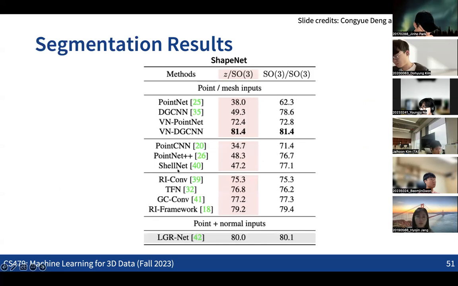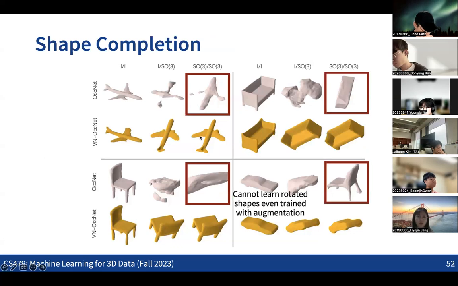These are also some results of the segmentation. You can see that the vector neuron DGCNN achieves better accuracy, and also in the shape completion cases, you can see that the output becomes much more complete compared to the cases not having rotation invariance and equivariance. And these are some of the outputs. So any questions on this?